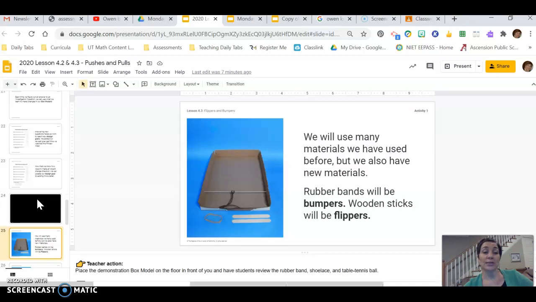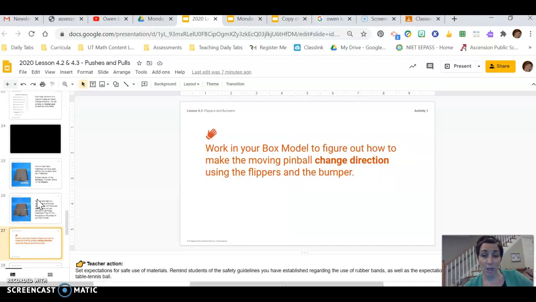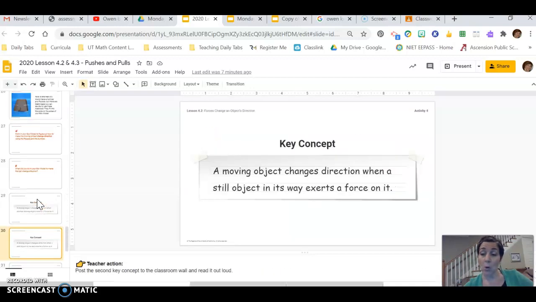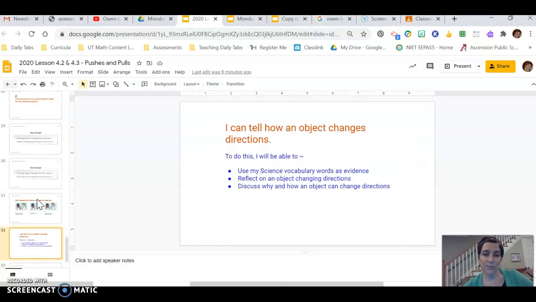I want you to use your science vocabulary words with your friend or with your mom, your dad, your sister, or somebody who's taking care of you. All right, I want you to use your vocabulary words. I want you to think about what we saw with the object changing directions. And I want you to discuss why it changes direction. So what does it hit? And then how did it change by a still object or by a moving object?